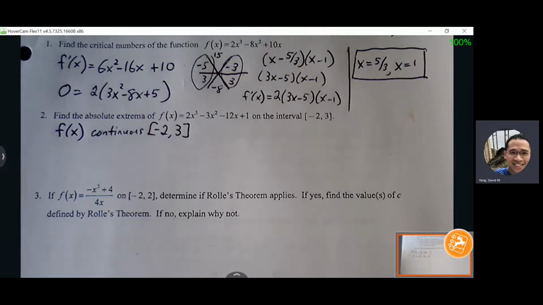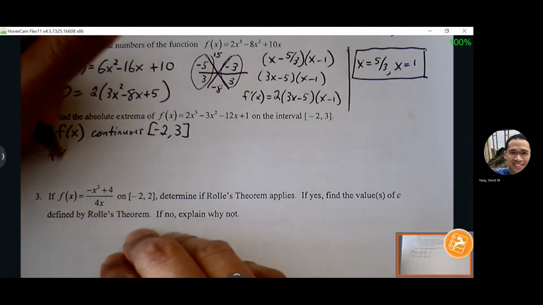We're definitely testing the endpoints. The endpoints are definitely candidates, but we also need to find critical points. Where do critical points come from? Find the derivative and set equal to 0. In this case, there's no denominator, so you're only going to set the numerator of the derivative equal to 0.